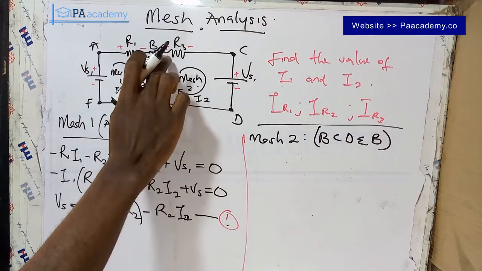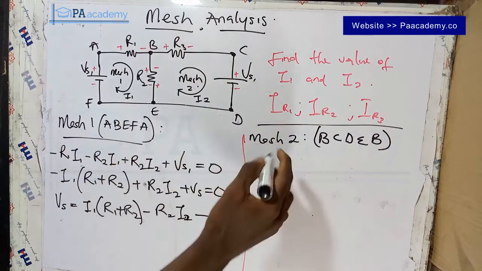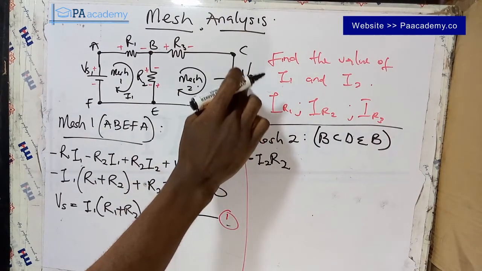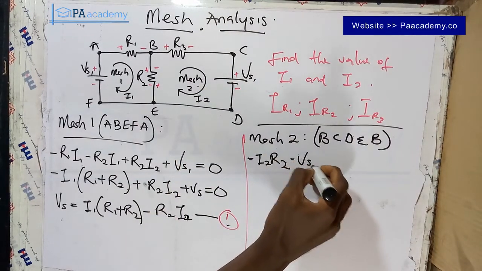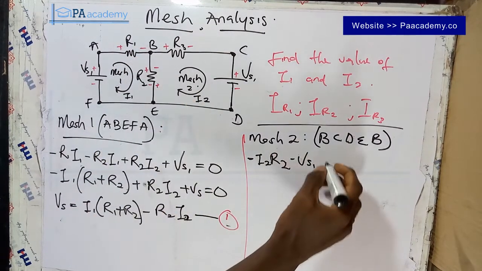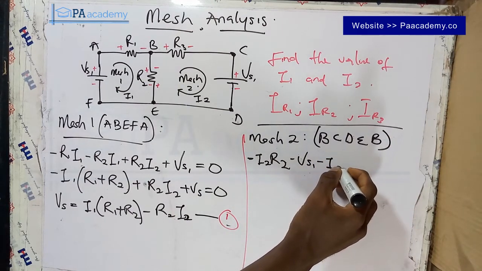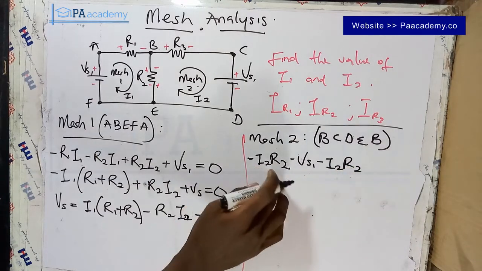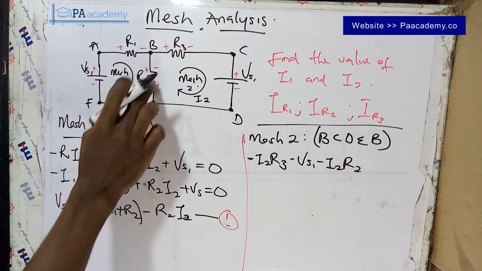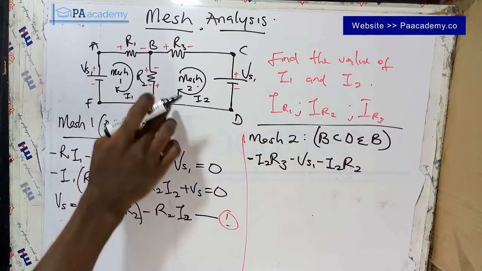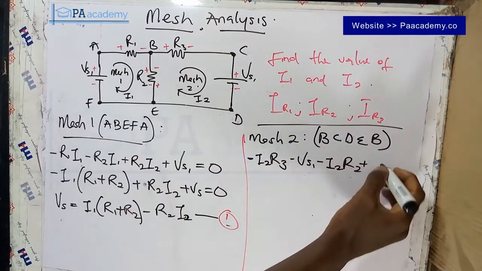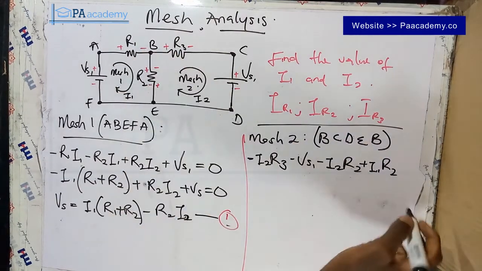So applying KVL, let's start from B, and the next are the elements that are coming. That's going to be minus I2 R2. Then from here, that's going to be minus VS1, from plus to minus, that's voltage source 1. Come here to D, and from D to B, we have R3, and from plus to minus, that is going to be minus I2 R3. Sorry, this is supposed to be R3. Also, I1 is passing through this R2, but in this direction, from plus to minus, we are going to have plus I1 R2, and back to B, all equals to 0.